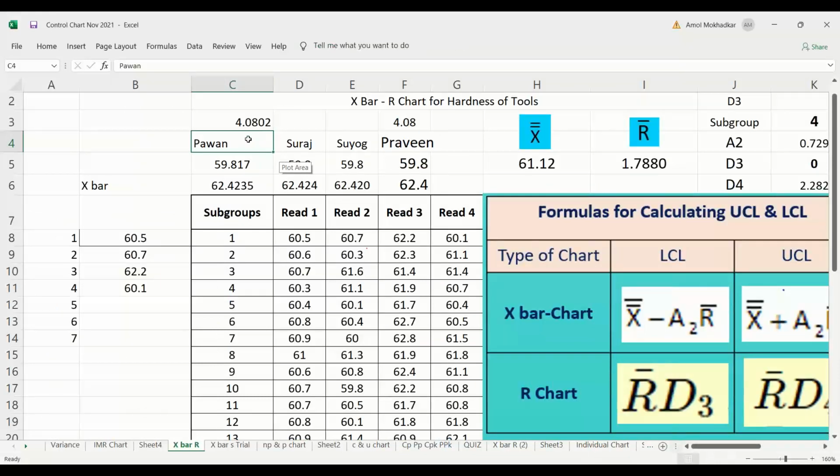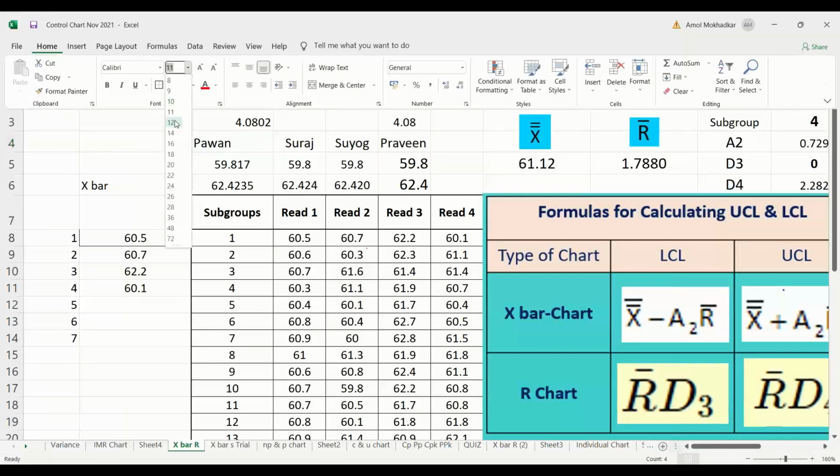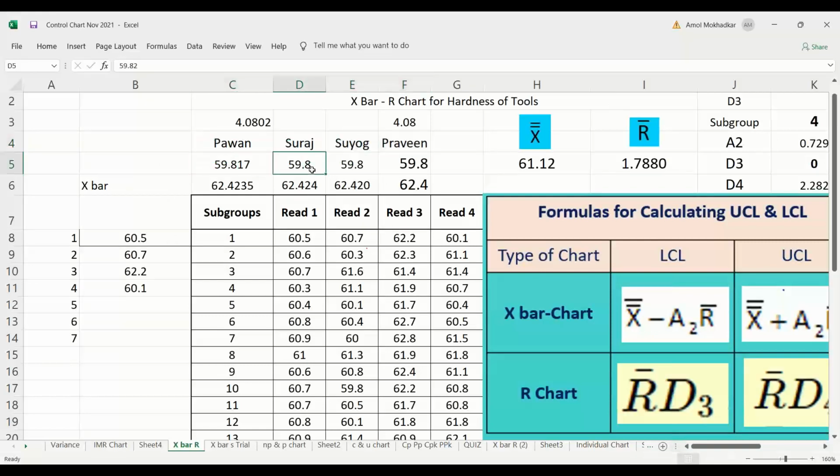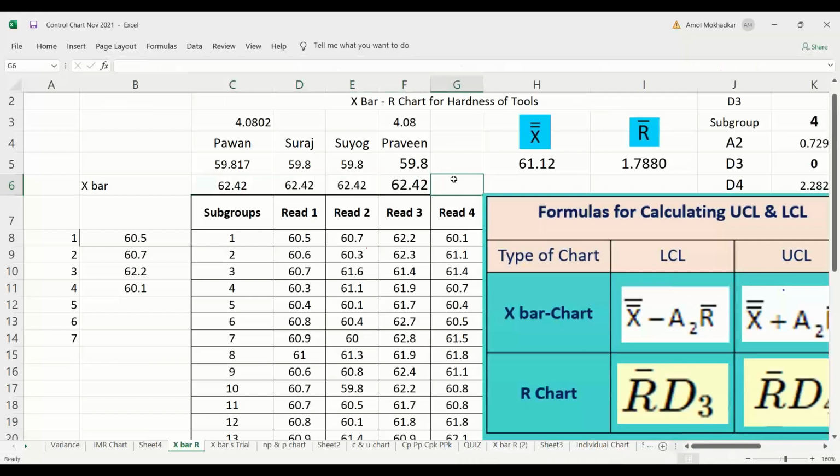So everybody focus here. I have got the values from these people, so I have put it here against each name. It is 59.8, 59.8, 59.8. So it is okay, meaning there is no difference from person to person, and it is coming 62.42. That is also okay. Now let us check what should be, and 4.08 is the UCL. LCL will be 0 for the range chart. Suraj also says 4.08. LCL is 0 and UCL is 4.08.